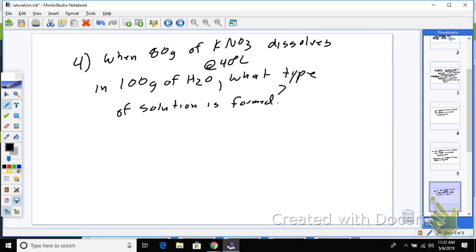And in this last one it says if we have 80 grams of KNO3 that dissolves at 40 degrees Celsius, what kind of solution is formed? Now what tells you it's supersaturated? Dissolves. Means it's all gone.